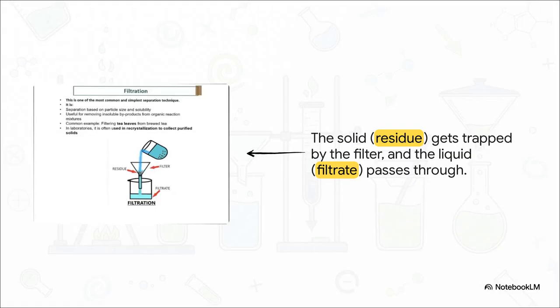Simple as that. The whole concept is as easy as making your morning coffee. You pour the mixture through a filter. That solid stuff that gets left behind, in chemistry, we call that the residue. And the clear liquid that passes right through is the filtrate. It's one of the most common and, honestly, straightforward techniques you'll ever use in a lab.